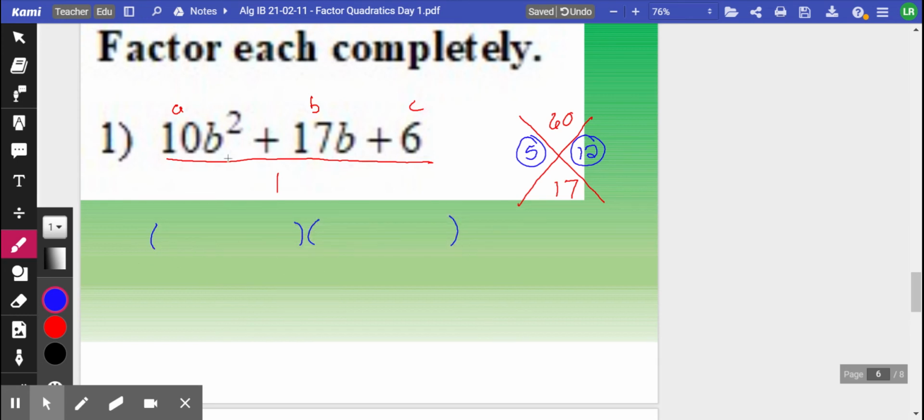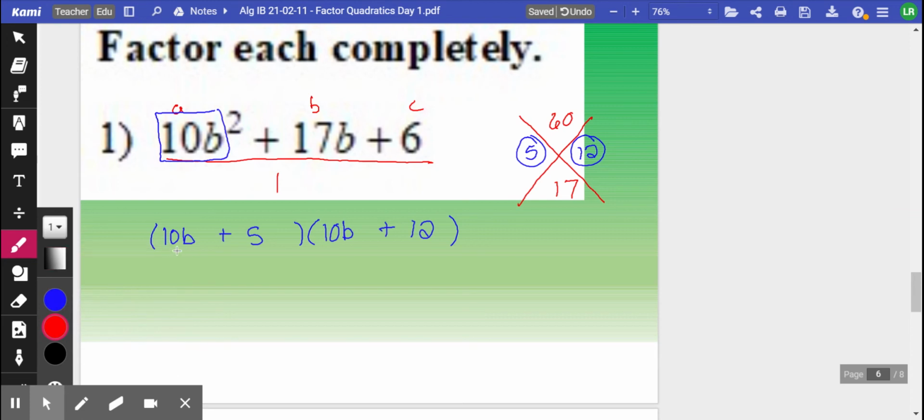So let's start this off. And when I start here, remember you're writing this part without the exponent of 2. So 10b, 10b. And then we put our magic numbers. So plus 5, plus 12. Okay, we're just using those two numbers that we found.